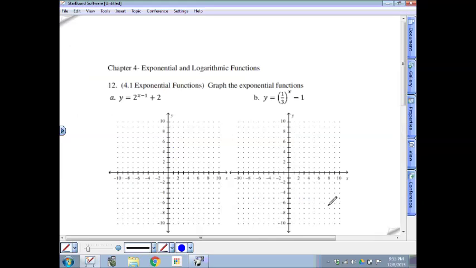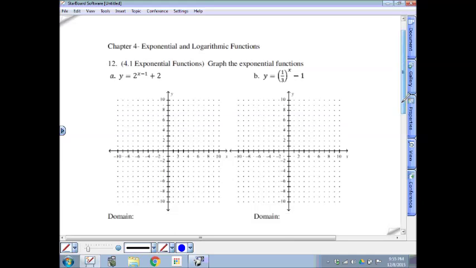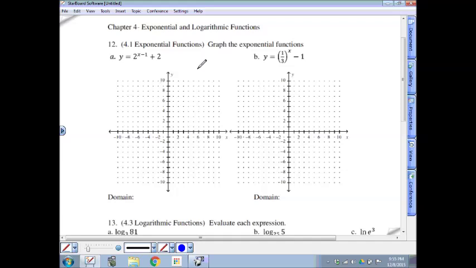Okay, for question 12, we've got two exponential functions. A couple of things to remember about exponential functions, at least in how you graph them. Exponential functions have horizontal asymptotes. If there aren't any transformations on the graph, then usually the horizontal asymptote is right here on the x-axis.